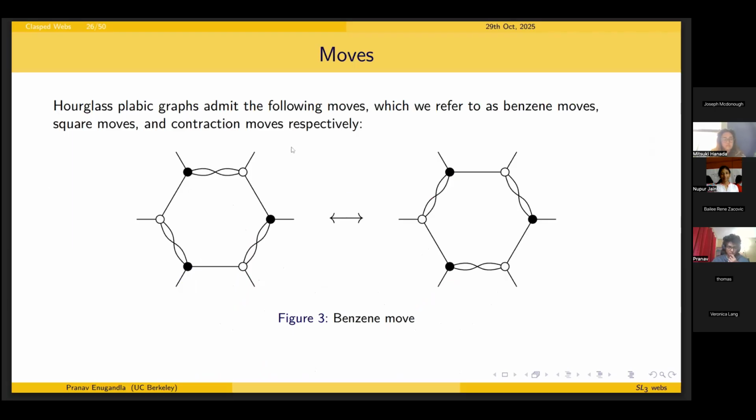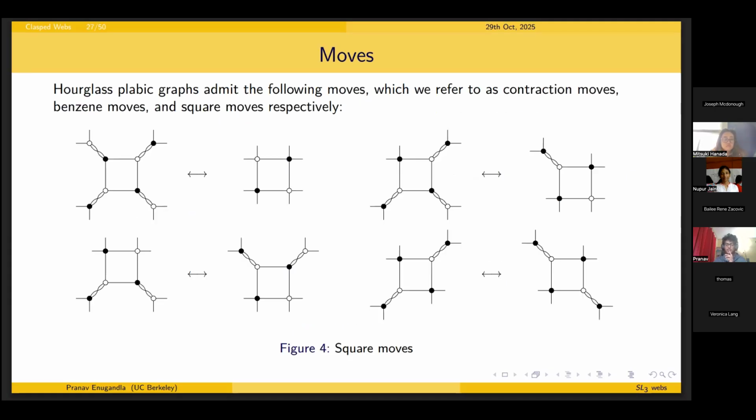Now, the actual theorem about SL4 invariance isn't just saying, well, these graphs form a basis. You actually have to consider graphs up to some moves. So there are some local combinatorial moves, and graphs which are move equivalent are considered the same for our purposes because it turns out that they give the same invariant. So one of the moves is this benzene move because it looks like a benzene, where you have this hexagon and then these alternating double edges. The benzene move just says you can switch which ones are single edges and which ones are double edges. So this local move gives me equivalent graphs.